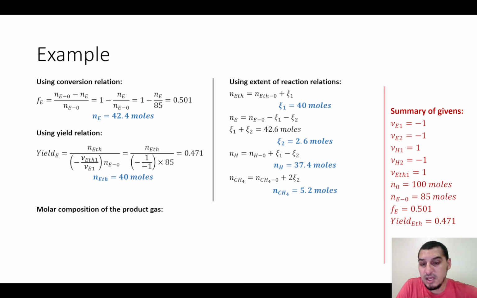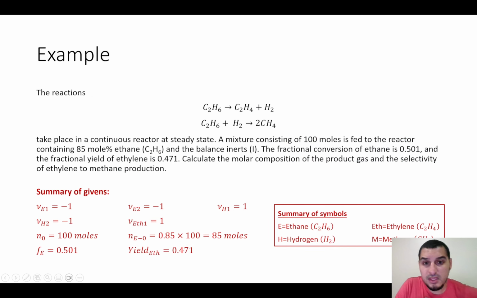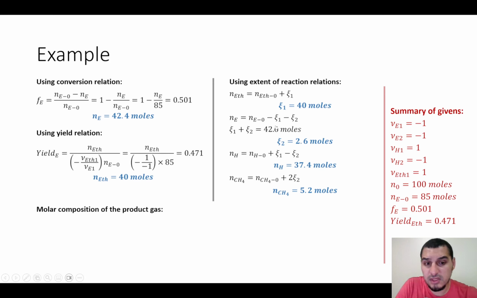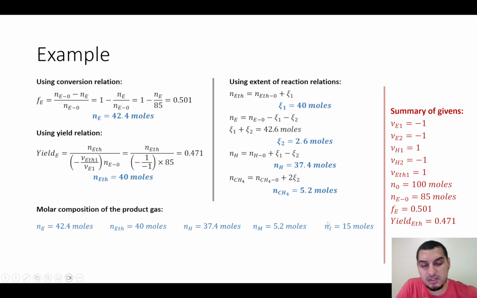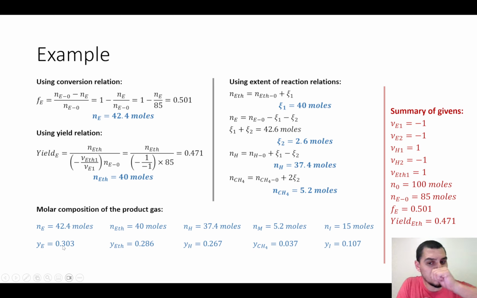And then we can calculate the molar composition. We have now the number of moles of all the components: 1, 2, 3, 4. We have 4 components. Let's double check. We have ethane, ethylene, hydrogen, and methane. And we have 15 moles of inerts, by the way. I forgot them. So we have 5 components. So now we can calculate the total number of moles. I don't know the value of the total, but if we divide each one of them by the total number of moles, we can get the mole fraction.